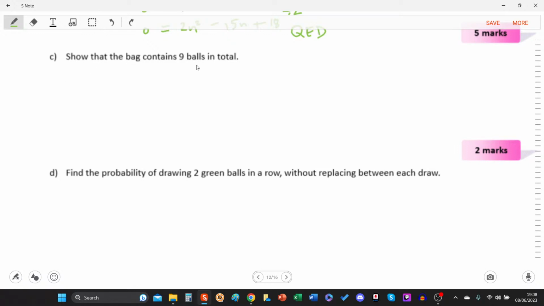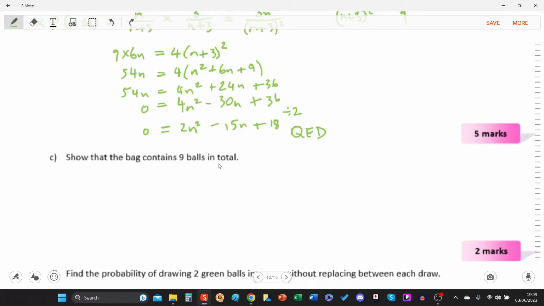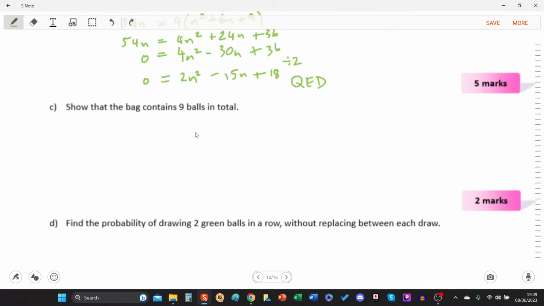Show that the bag contains 9 balls in total. Well, in order to show the total as a single number, what's stopping us is the value of n. And we have an expression here that could help us, that could solve it, right? So we need to solve it using our calculator, because we've got a calculator paper.